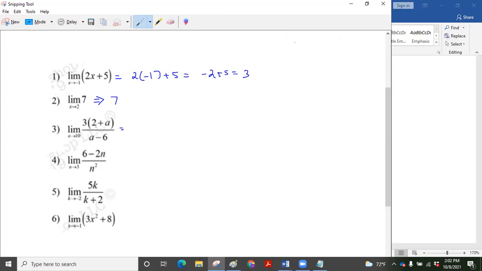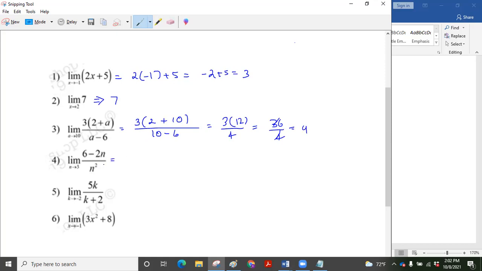And then for this one here, if you plug in a and you don't get an indeterminate form, then you're fine. So in this case, the limit as x approaches a, as a approaches 10. So we're going to essentially just plug in 10 wherever we see a. So this is a here. 3 times 2 plus a, which is 3 times 2 plus 10. And then we have 10 minus 6. So this is 3 times 12 over 4, which is equal to 36 over 4, which is just 9.